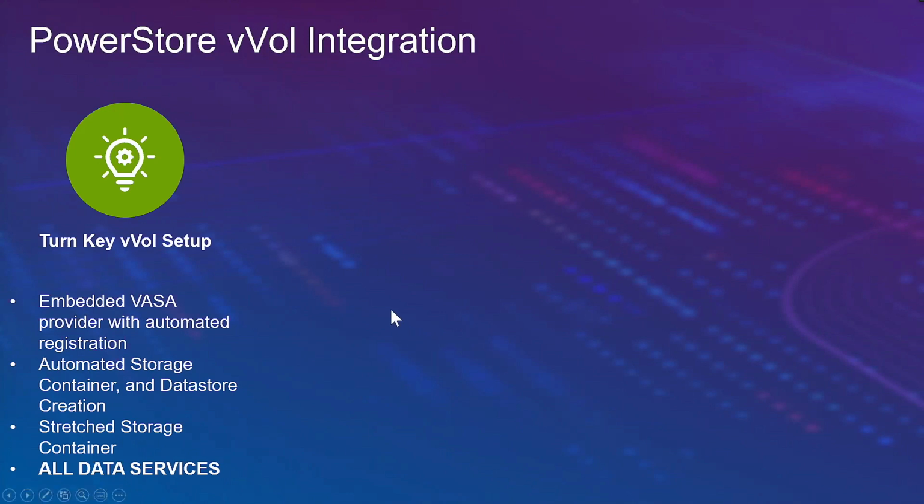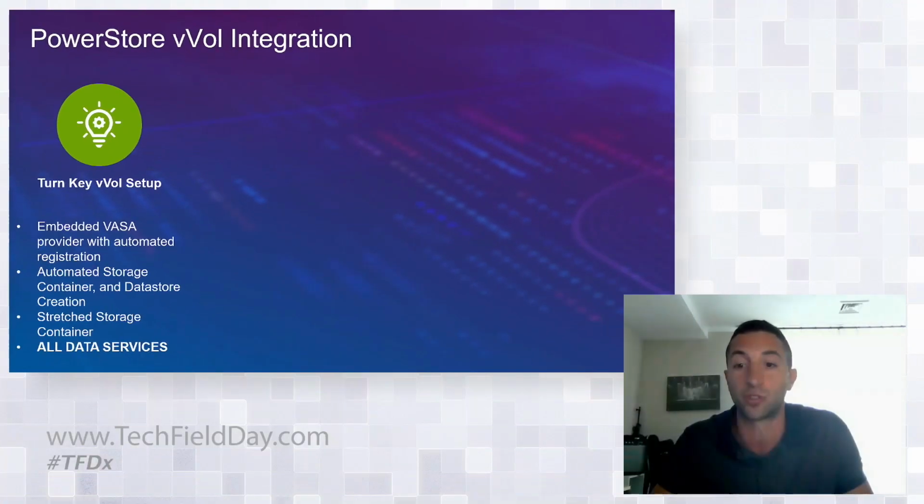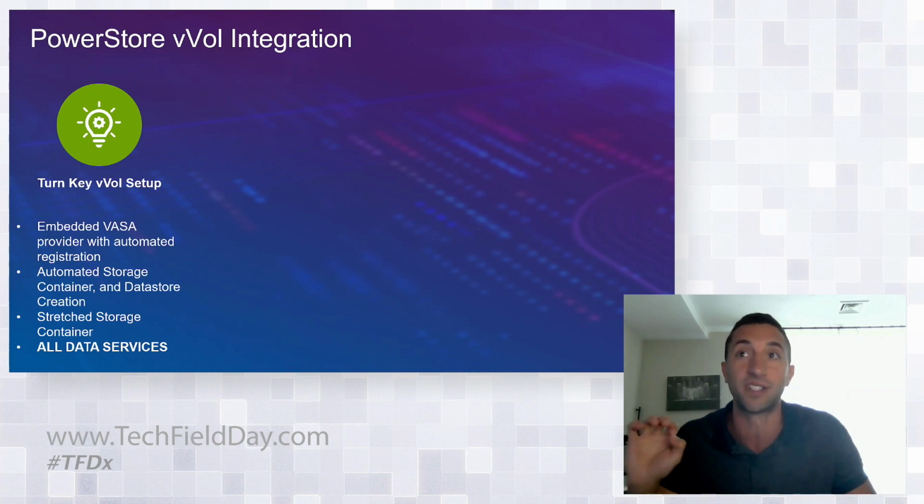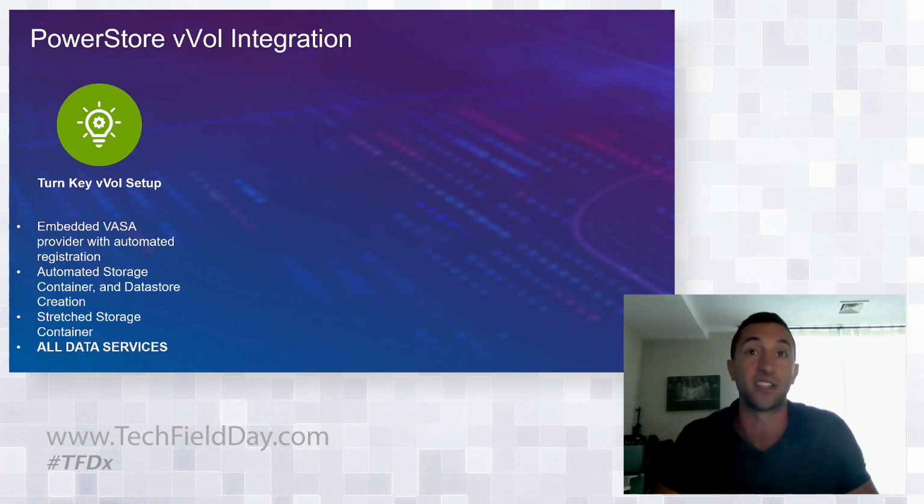So one of the first unique things that we did with vVols is that we offer a turnkey vVol setup. There's nothing to configure. You simply just register your vCenter server in the PowerStore Manager, and PowerStore takes care of the rest, allowing vVols to be used instantly. So the VASA provider registration, protocol endpoint creation, storage container creation, the datastore creation, all of that happens automatically by the system. So the user simply just points the PowerStore Manager to the vCenter, and they are instantly ready to use vVols.